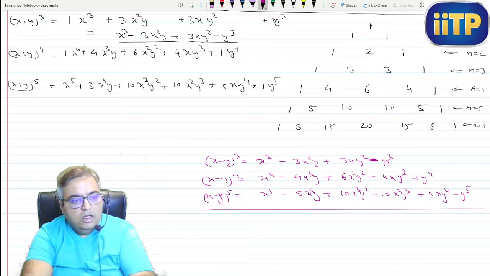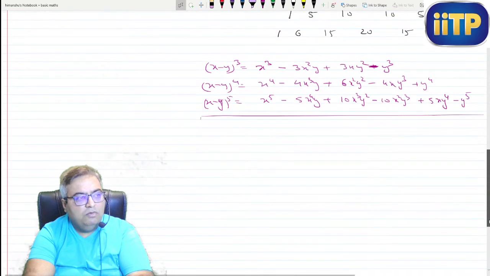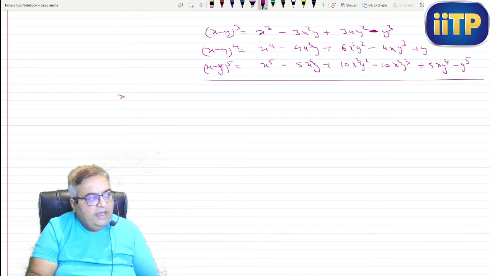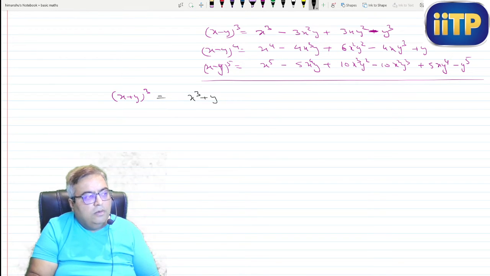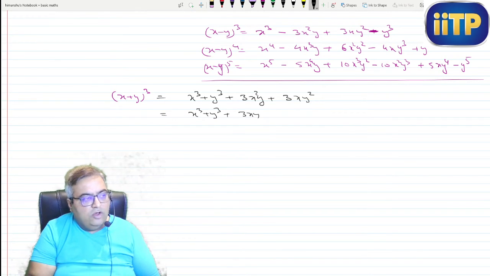Okay. Now regarding these formulas for (x+y) whole cube, we can do certain more manipulations, which will be useful for you. As you know, (x+y) whole cube was x cube plus y cube plus 3x square y plus 3xy square. Now you can further factorize it into this form: x cube plus y cube plus, you can take 3xy common, you will be having (x+y).